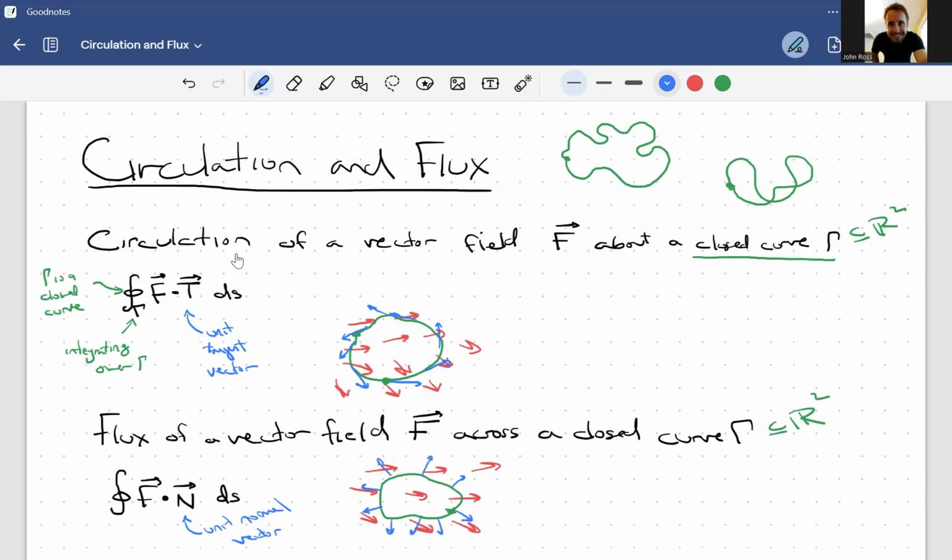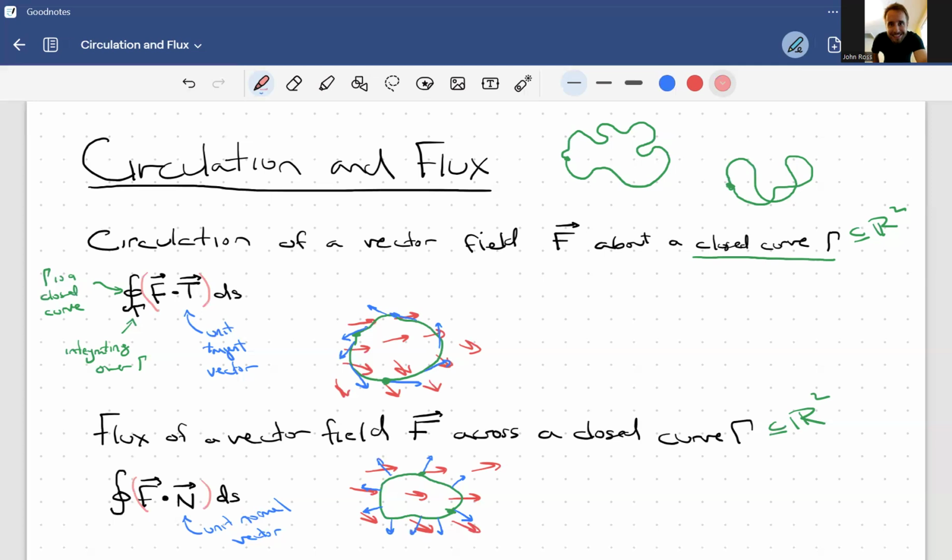But again, at each point on the curve, we can calculate our red vector f, our blue unit normal vector n, take their dot product, and then integrate up that quantity over the entire vector field. And so I'll make this remark that even though we are dealing with a vector field f, we have this dot product that's occurring, f dot t for circulation and f dot n for flux. And once we perform this dot product, the end result is no longer a vector quantity, but a scalar quantity.